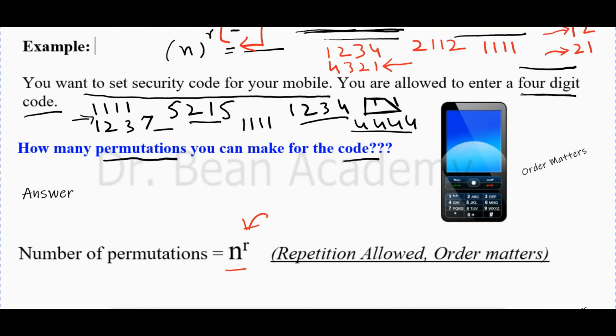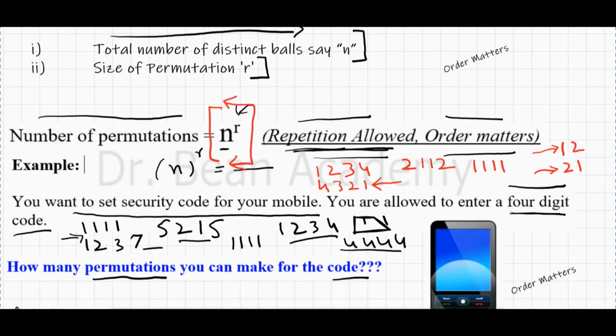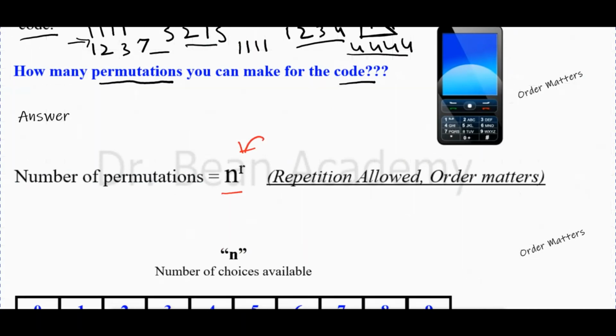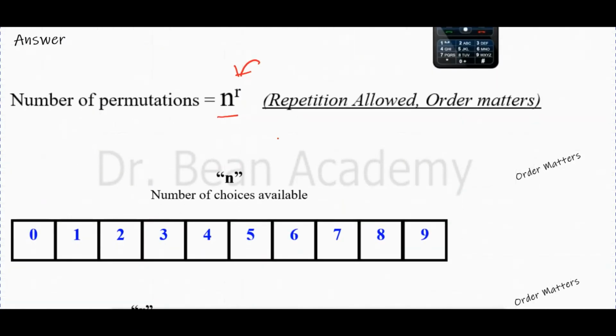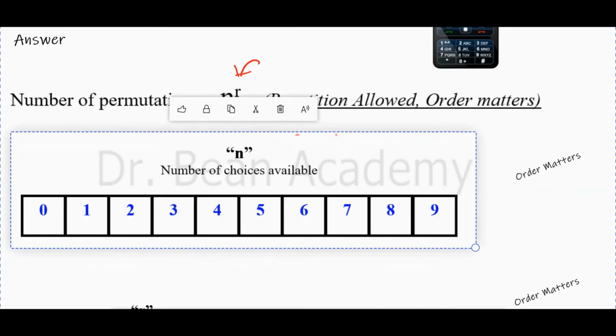Okay, let me tell you immediately that r is easy to find. For example, they told you a 4-digit code, so you can have only a 4-digit code. It means the size of the permutation is 4. That is the limitation on you. So I tell you that r is equal to 4. But what is n? The total number of choices available to you.